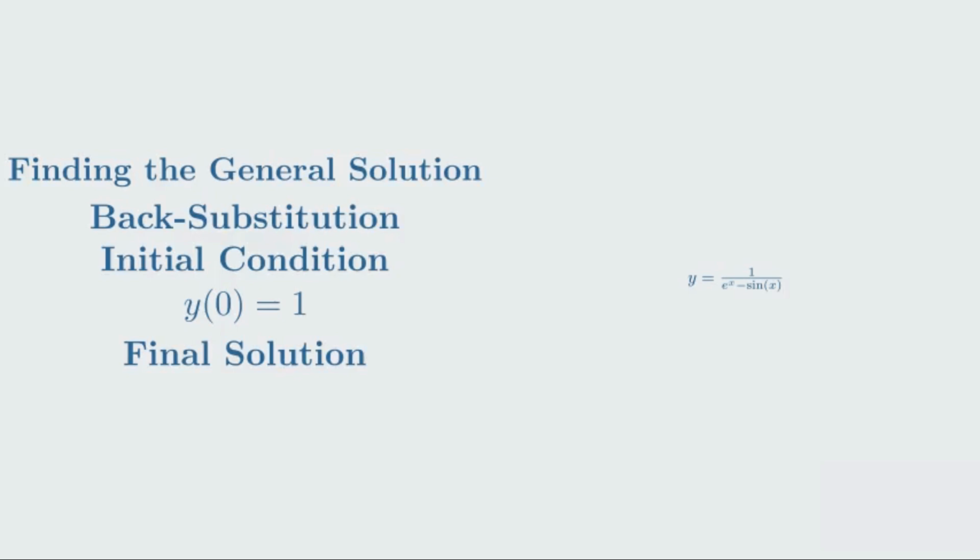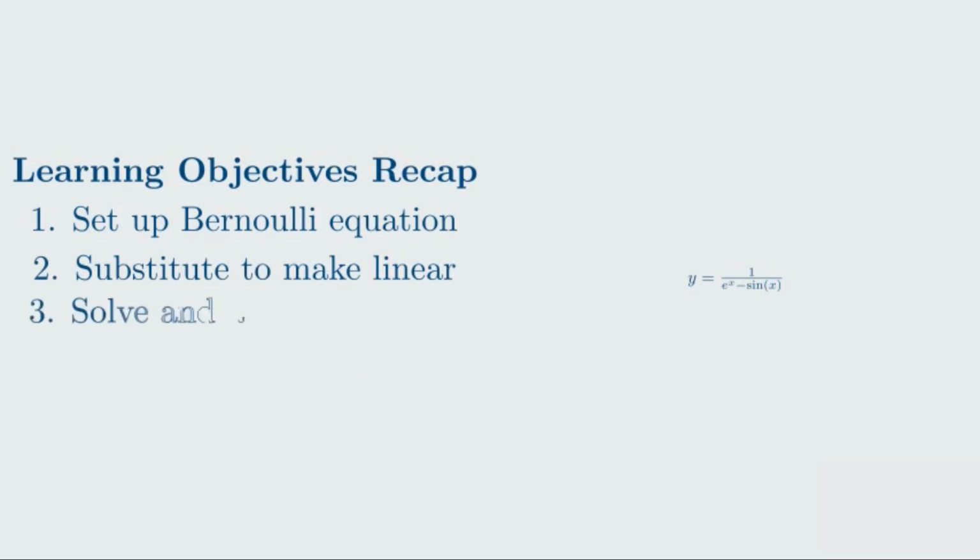Let's recap our learning objectives. First, we successfully identified the Bernoulli form and divided by y squared to set it up. Second, we used the substitution v equals y to the negative 1 to transform it into a solvable linear differential equation. Finally, we solved it using an integrating factor and applied our initial condition to find the exact solution. Great work working through this Bernoulli trap.